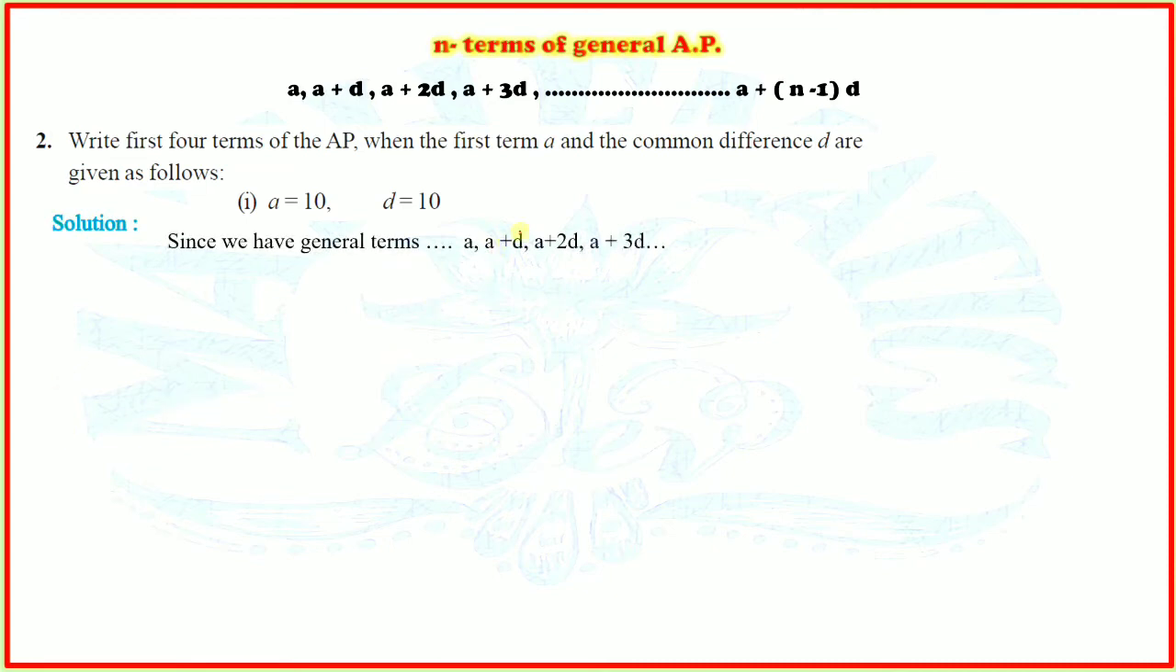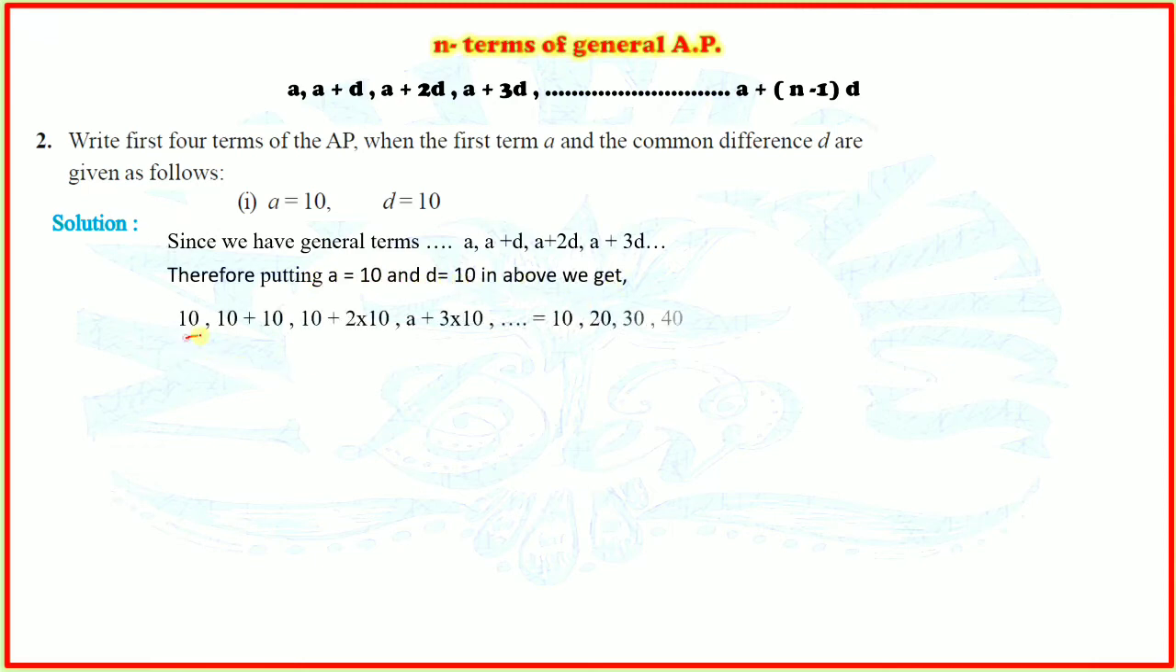Since we have the general terms a, a plus d, a plus 2d, a plus 3d for the first four terms, putting a equal to 10 and d equal to 10 in the above, we get: 10, 10 plus 10, 10 plus 2 times 10, which is 20, 20 plus 10 is 30, 30 plus 10 is 40. So the first four terms are 10, 20, 30, 40.